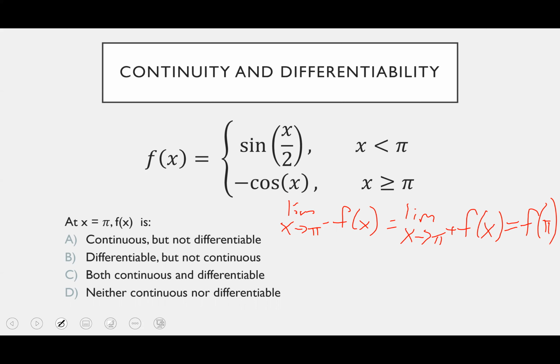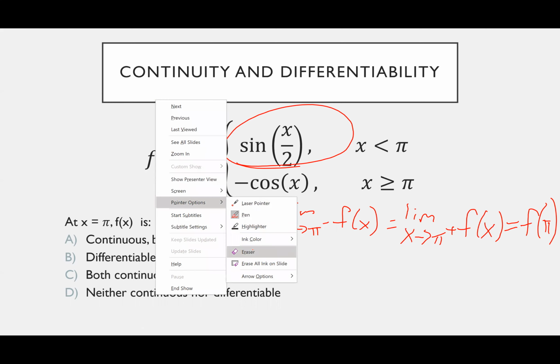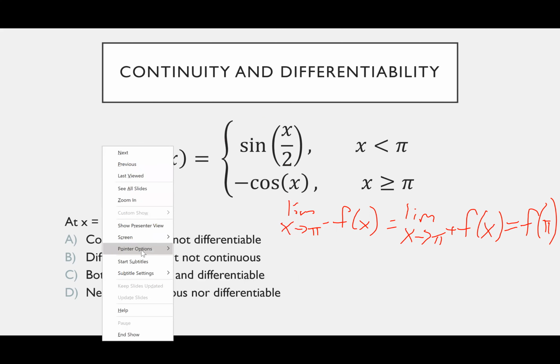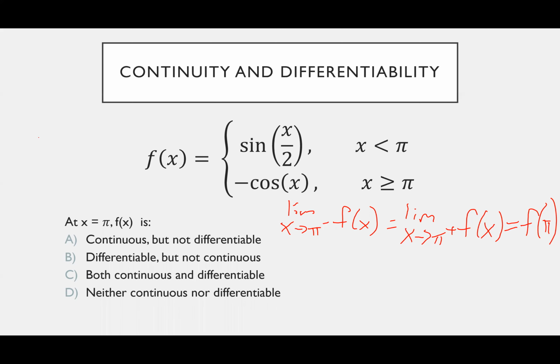So if I plug in pi into our top equation here, I'll get the sine at pi over 2. Do you remember from the unit circle what is the sine at pi over 2? 1. Perfect. Yeah. So the sine at pi over 2 is 1. So my limit from the left is 1.